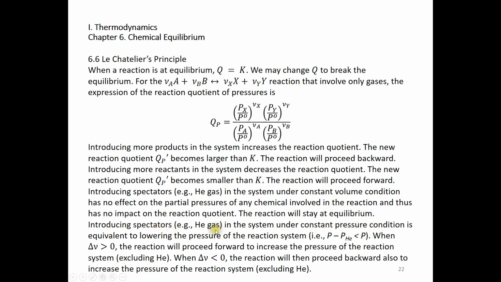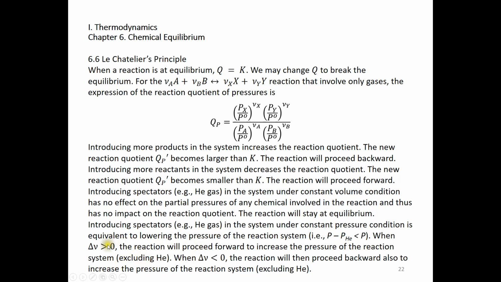Again, before you introduce this helium gas, we have a total pressure P for the entire system. After you introduce this helium, the partial pressure of helium plus the total pressure of this reaction system is P. So actually this P minus the partial pressure of helium is now the actual sum of the partial pressures of the reaction system. So this is equivalent to the reduction of the pressure of the reaction system. And then this reaction should proceed in a way to increase the pressure of the system excluding helium.